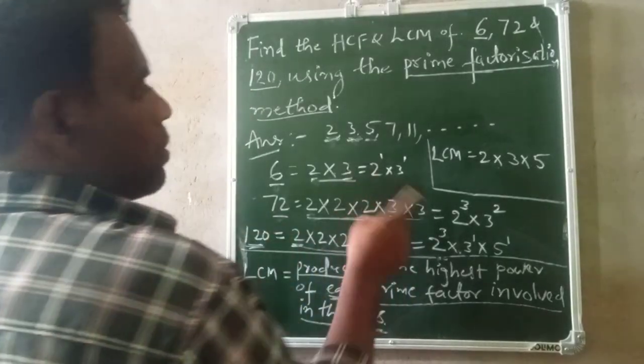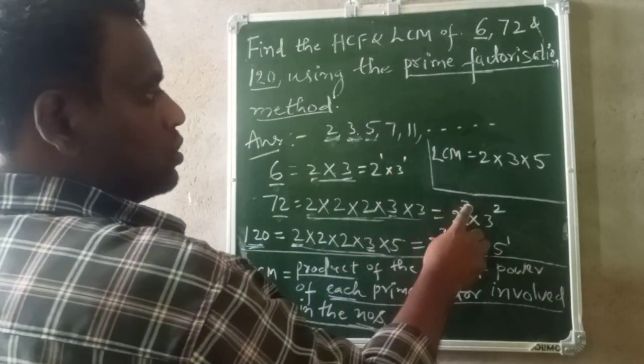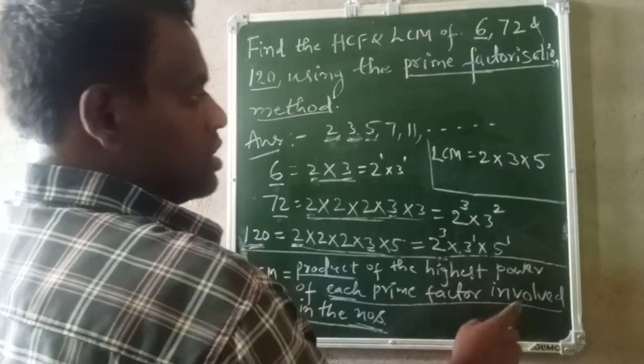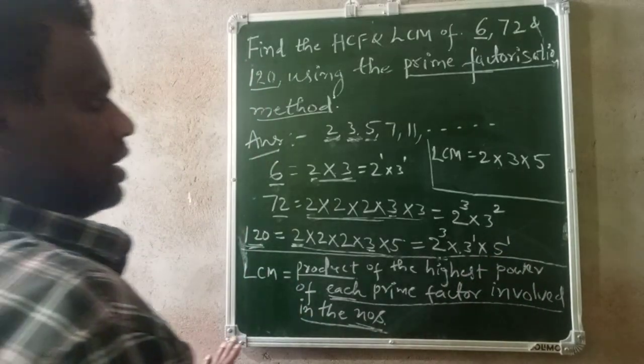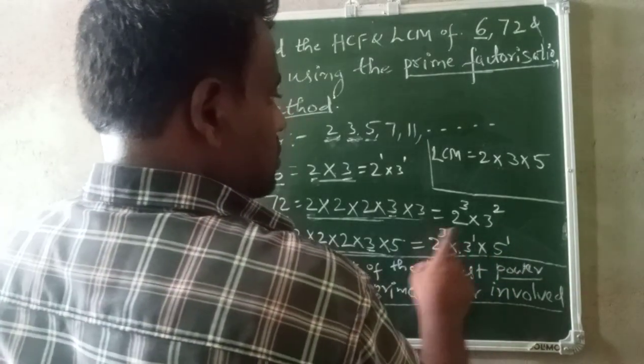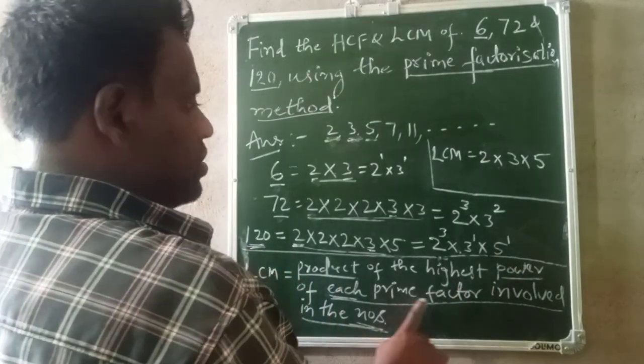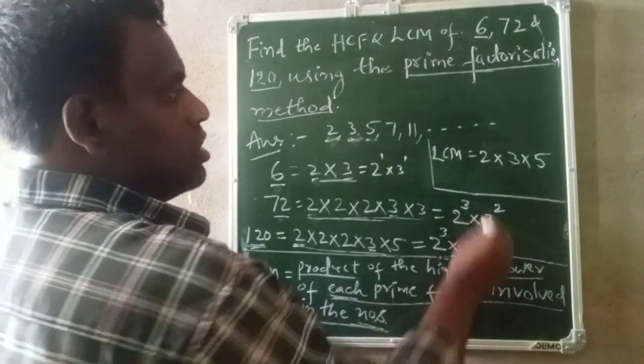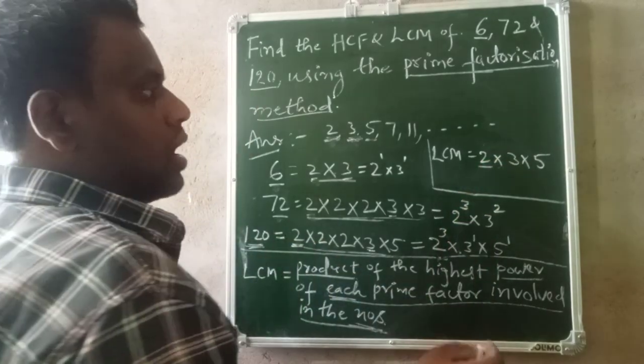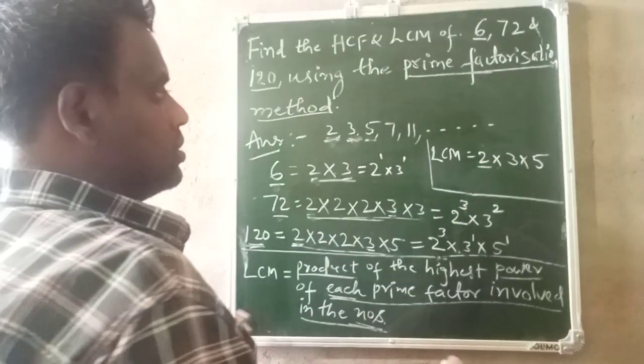So first you have to write powers. These are the powers: 1, 1, 3, 2, 3, 1, 1. These are the powers. That's what they're telling. Now what are they telling? Highest power of each prime factor. That means if you take 2, highest power you have to take.